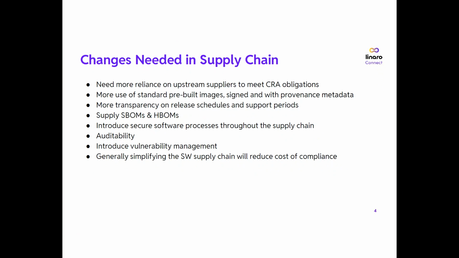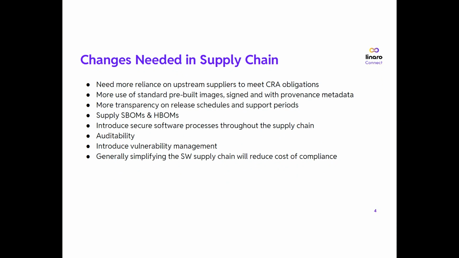And we need more transparency on release schedules and support periods, how long we are going to support this firmware or hardware revision, and what the roadmap would be for things coming next. And as I already touched upon, secure software processes throughout the life cycle of the product or the software. And auditability is a very critical thing. Independent auditors should be able to audit our release processes, our deliverables and stuff like that.